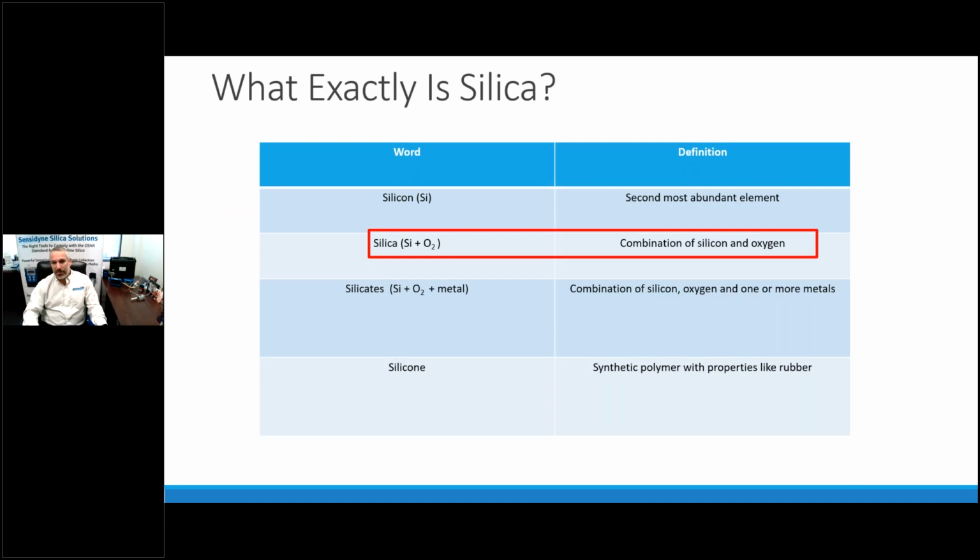When we talk about the compound silicon dioxide, let's break it down. Silicon is the second most abundant element on Earth. Silica, as we refer to it, is a combination of that silicon element and oxygen, not to be confused with silicates, which is a combination of silicon, oxygen, and metals. And definitely not to be confused with silicone, which is that synthetic polymer with properties similar to rubber.